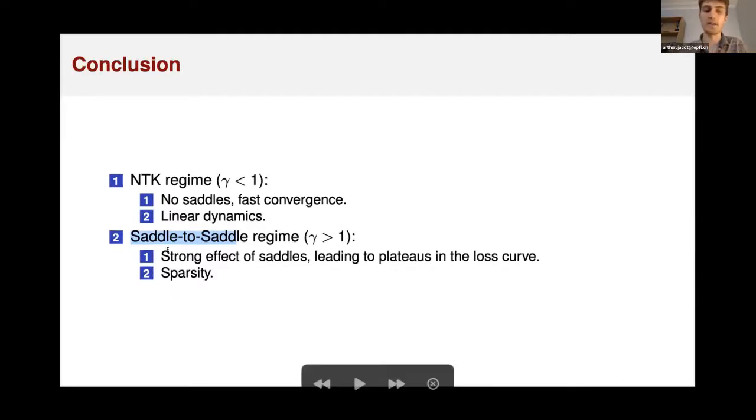So training can be very slow in this regime, in contrast to the NTK regime, where training was very fast. But at the same time, what's interesting in this saddle-to-saddle regime is that you get some kind of natural sparsity result, because the network is first trying to fit the data with just a rank 1 matrix, then a rank 2 matrix, and so on and so forth. And it stops as soon as it's able to fit the data with a low rank matrix. So you see this sparsity effect.